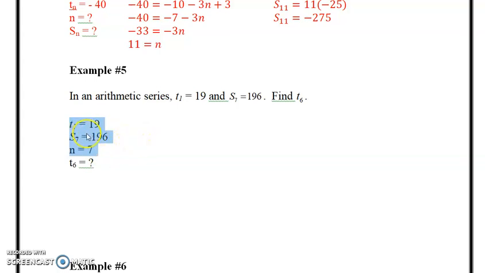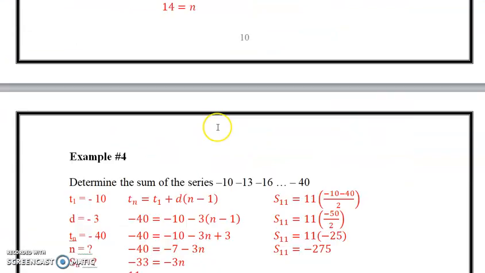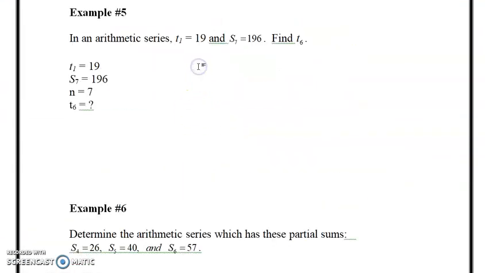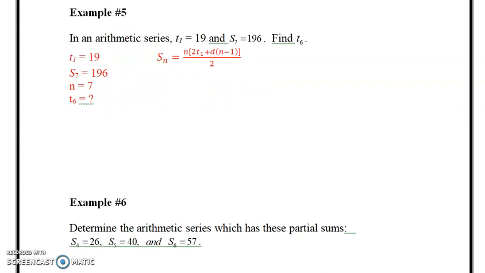Well, if we look up at our formula sheet and we look at the second sum formula, that'll allow us to find our difference. Let me grab that formula. The sum formula has n, which we know is 7 for the sum of 7 terms. T1 is 19. D we can find. And if we find D, then we can find the sixth term. All right. So let's do that.